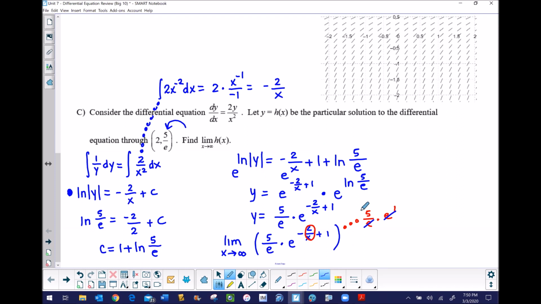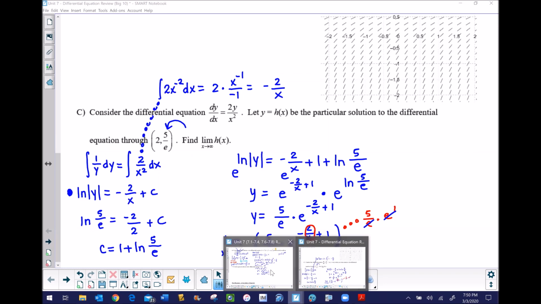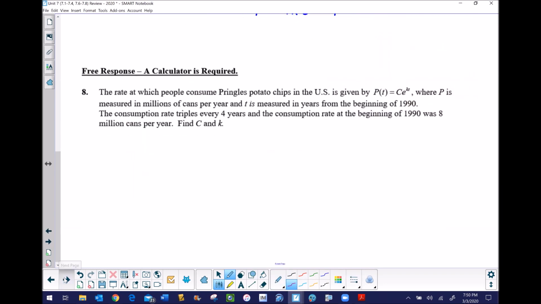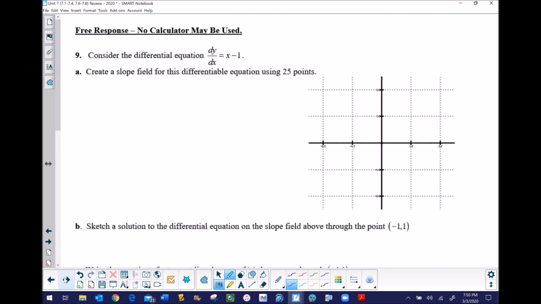Okay. I'd like to flip over, if you guys wouldn't mind, back to the review guide. And I want to make sure that you guys are pretty confident with drawing in some of these slope field equations and whatnot.